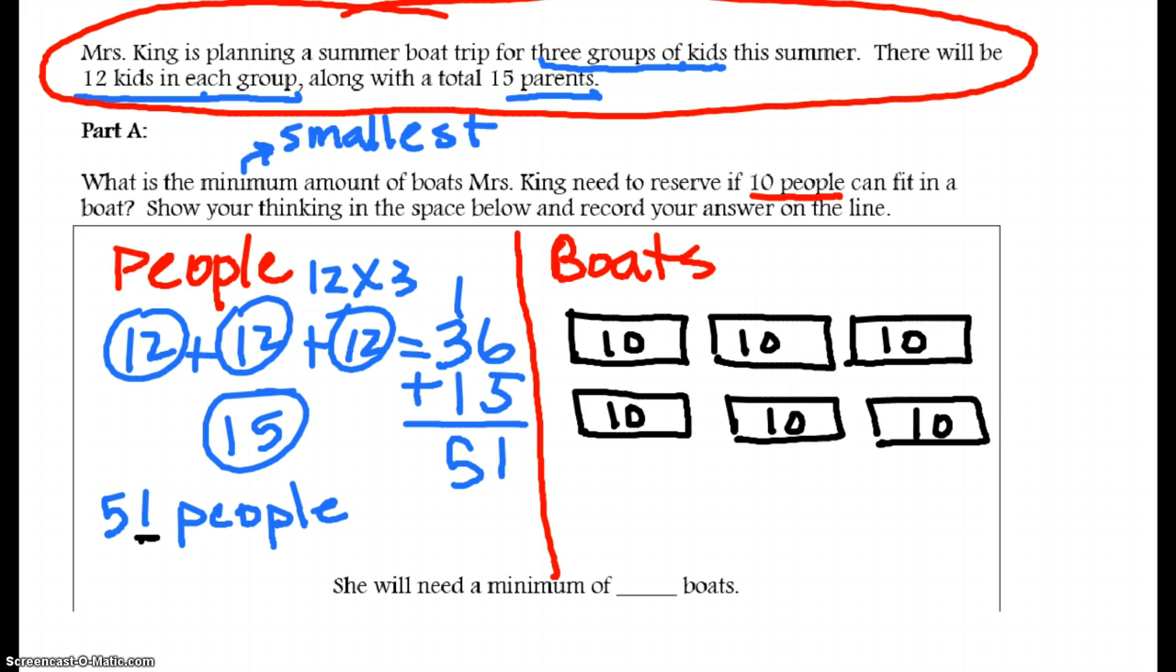There may not be 10 people in each boat. I would hate for one person to go alone. But I know I at least have to have this many boats. And it looks like I need 1, 2, 3, 4, 5, 6 boats in order to be able to go. If I have 51 people, this is how many boats I would need. So I'll let you fill in the answer on the number line of what's the minimum amount of boats. But hopefully this helped you figure out how I thought through this.